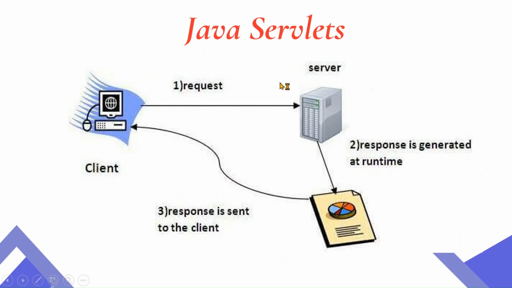Now, by seeing this diagram, you can understand what is request and response oriented architecture. The client is requesting a certain file or resource. The server is accepting that request, and the response is generated at runtime. That's called dynamic web pages, and the response is sent back to the client. So, request and response oriented applications can be developed by using Java Servlets.